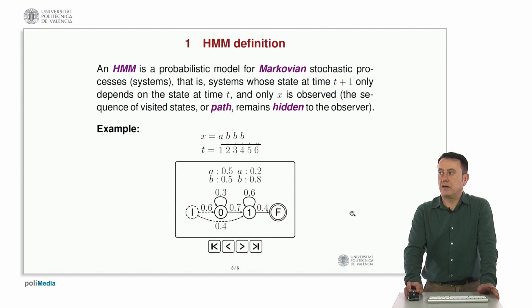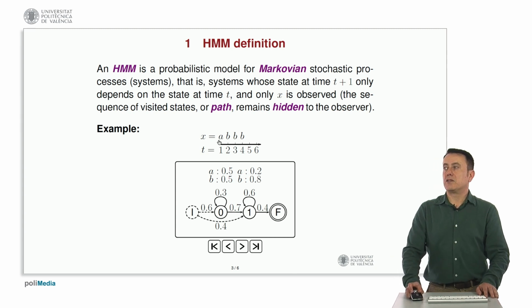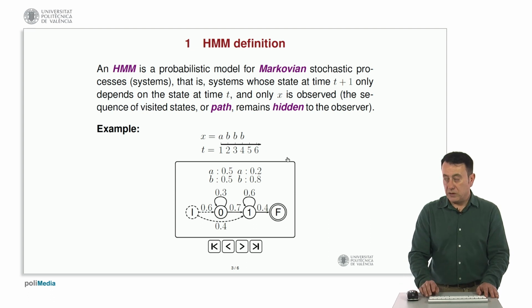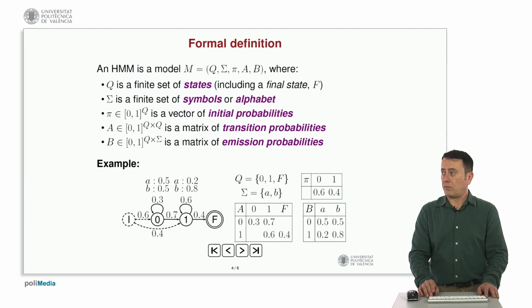This is the final step of this machine. And what we observed was this string A, B, B, B. Okay, so this is the model. It's just a probabilistic model for strings. And the definition formally is as follows.